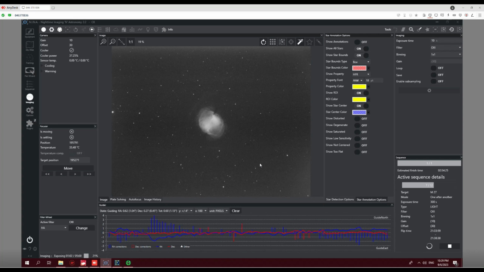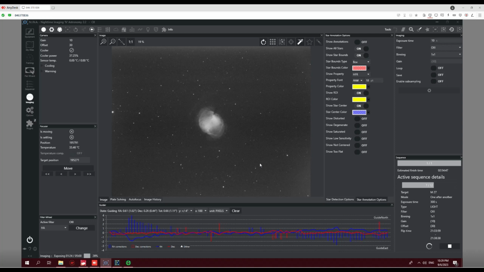It was first discovered, obviously, by Charles Messier. So Messier 27, and he discovered it in 1764. It has a visual magnitude of 7.5 and an 8 arc minute diameter. I mean, that is crazy.